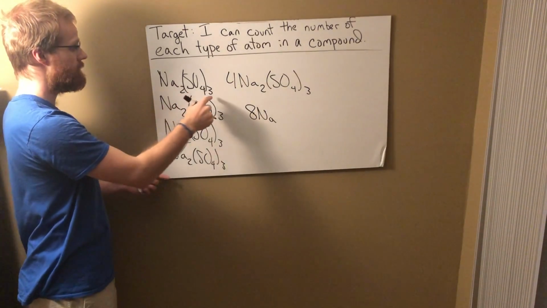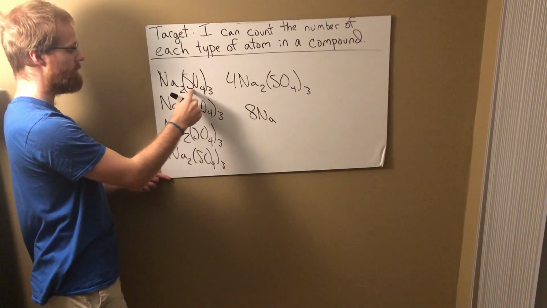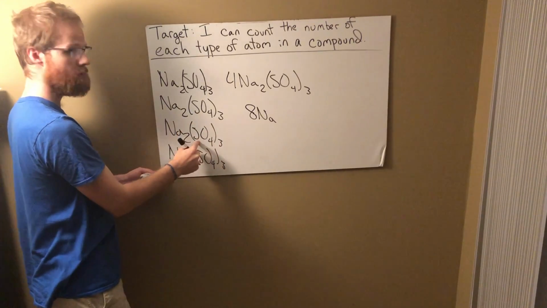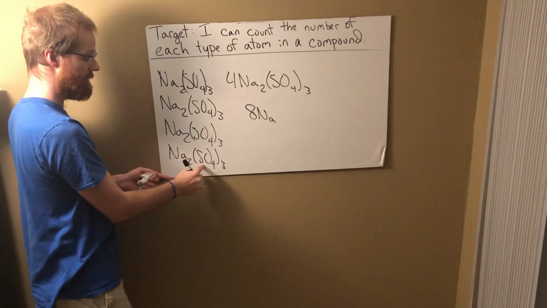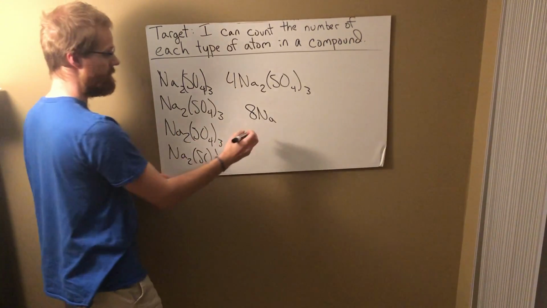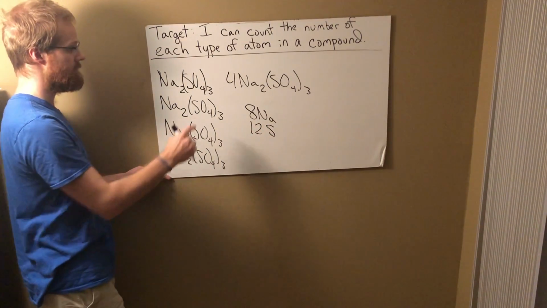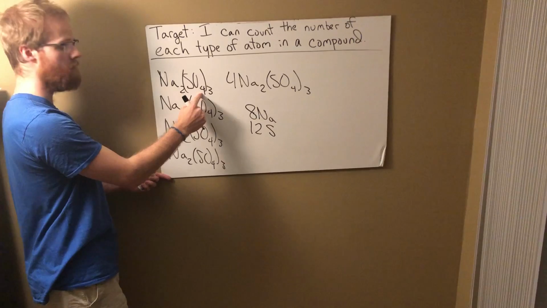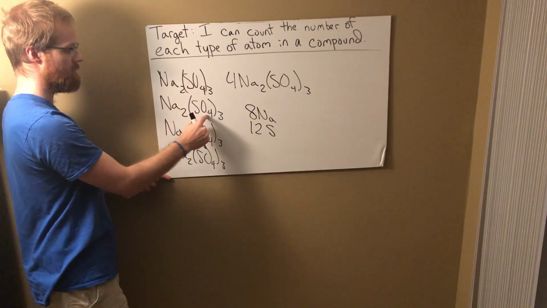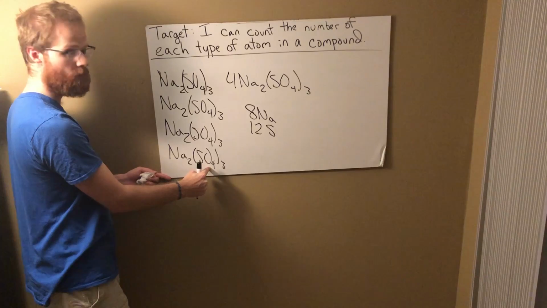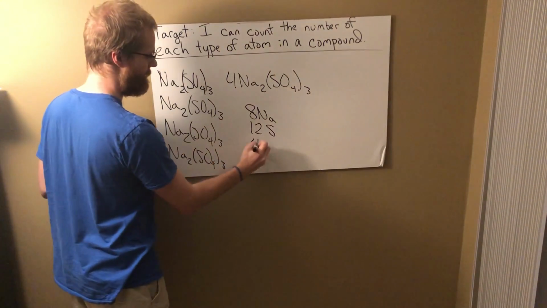Okay? So that's going to be 3 sulfur plus 3 more is 6, plus 3 more is 9, plus 3 more is 12. So we would have 12 sulfur. What about the oxygen? 3 times 4 is 12, so 12 plus 12 is 24, another 12 is 36, and another 12 is 48.